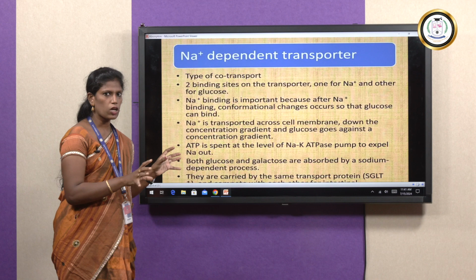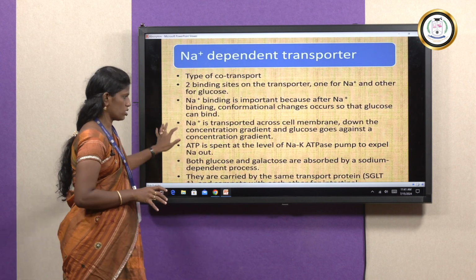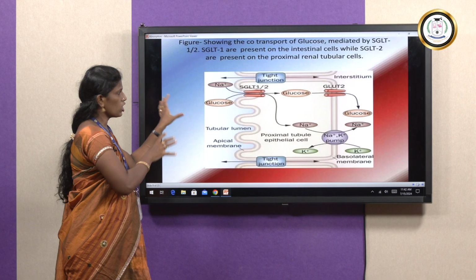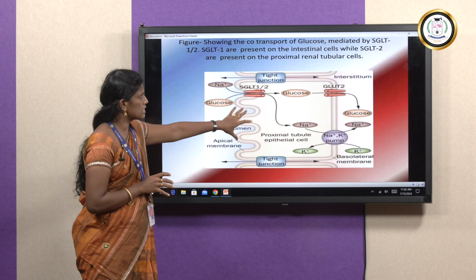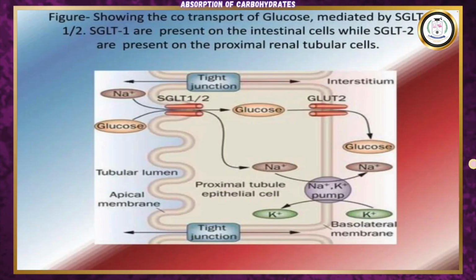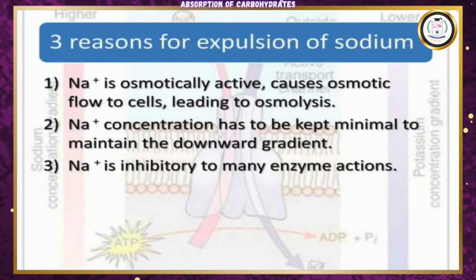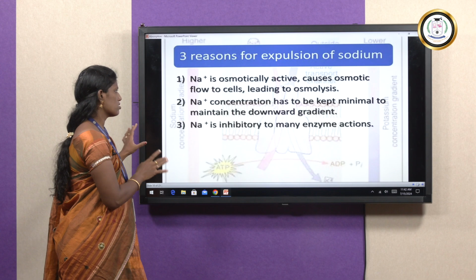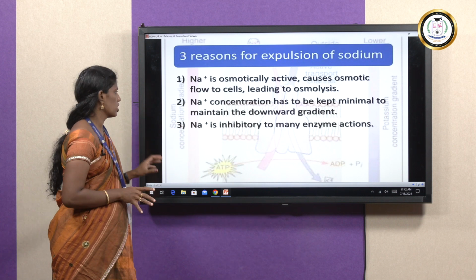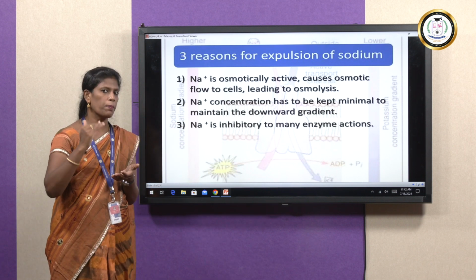Glucose and galactose are absorbed in the sodium dependent process. This is the SGLT form, SGLT1 or SGLT2. SGLT1 is present in intestinal cells, and SGLT2 is present in renal tubular cells. Both require the sodium potassium pump reaction. There are three reasons for the expulsion of sodium. First, sodium leads to osmolysis. Next, sodium is expelled to maintain the downward gradient. Next, sodium inhibits many enzymes.